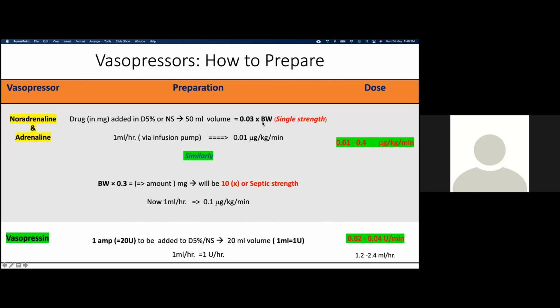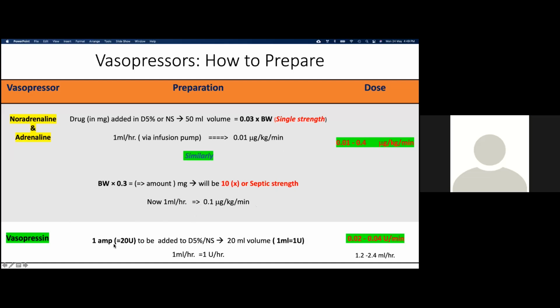Very easy. Multiply the body weight by 0.03 if you want to prepare single strength, and if the patient is in sepsis and the blood pressure is falling, then you can use 10 strength. With this 10 strength, you give a very small volume to the patient, and it will give a very large concentration of noradrenaline or adrenaline. And the dose range, as I've mentioned, is this.